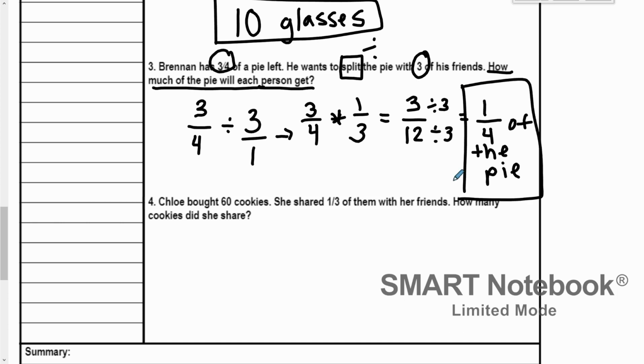Okay, does that make sense? So he has 3/4 of a pie. He wants to split it with his 3 friends. How much pie would each person get? 1/4. Yeah, because 1/4 plus 1/4 plus 1/4 is 3/4. So that does make sense.